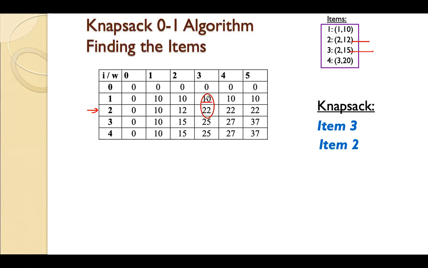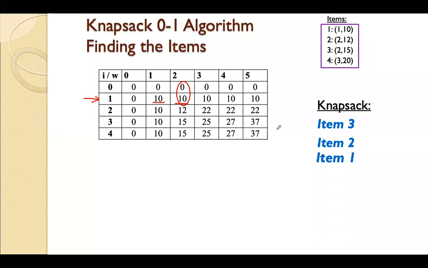Next, go to 10. In which column did we first get 10? We got 10 here, at the first column. So compare 10 with the value above it. There is 0. They are not the same, 10 and 0. So we have to consider this 10. Where did we get this 10? We got it in the first row. So that is nothing but we have considered item 1 also.